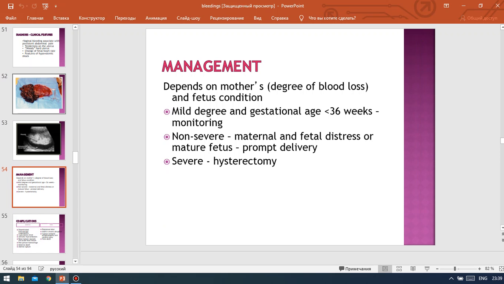Management. The first depends on the mother's degree of blood loss and the fetus's condition. If we have a big abruption, we make an emergency cesarean section. In a mild degree and gestational age less than 36 weeks, we do monitoring. Non-severe maternal and fetal distress or a mature fetus: prompt delivery, and in severe cases, hysterectomy.